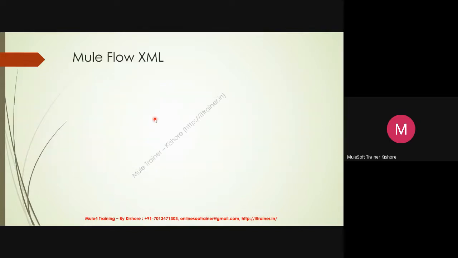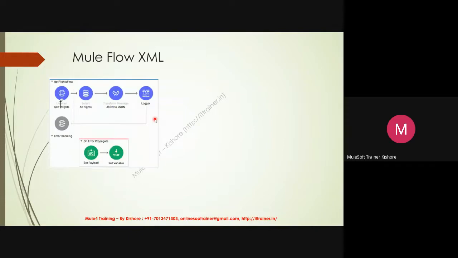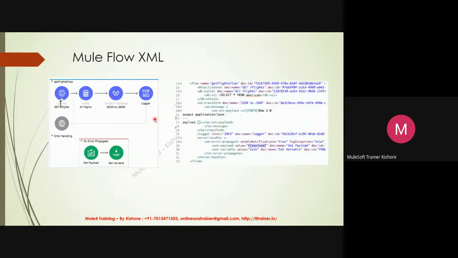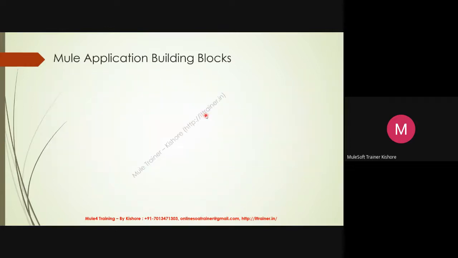So mule flow XML: this is the flow I have generated, and this is the background XML it automatically generates. The first one is the graphical one that I have created by drag and drop, and internally it generates your XML. And then mule application building blocks and all.